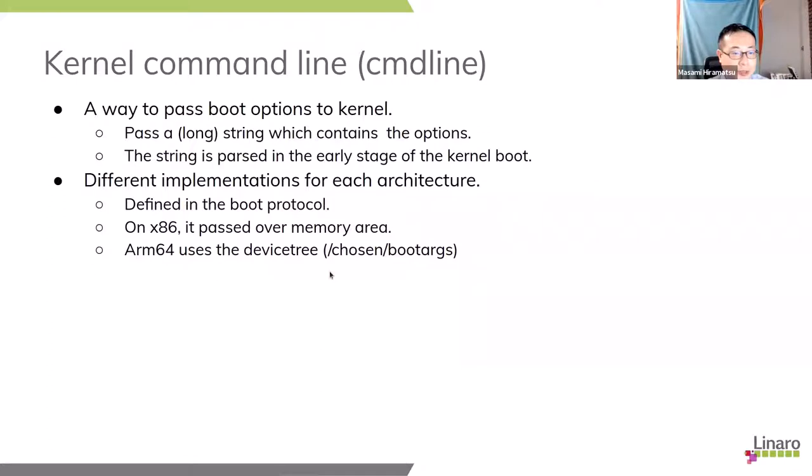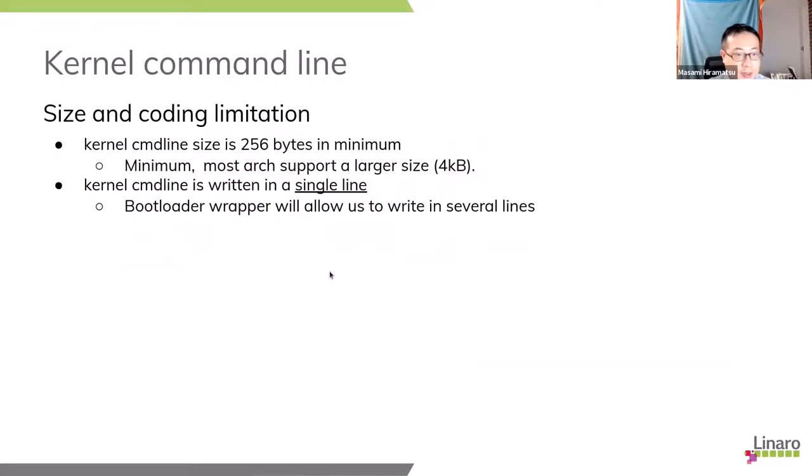The implementation of the kernel command line depends on the architecture because the boot protocols are different. On x86, for example, it is passed over a memory area, but on ARM64, it uses the device tree. So the kernel command line has some limitations. We have size and encoding limitations. Most architectures support a 4 kilobyte command line, but it must be a single line of options. The 4 kilobytes may be long enough, but a 4 kilobyte single line is hard to read and also write.